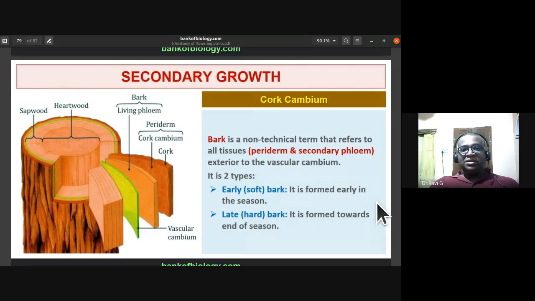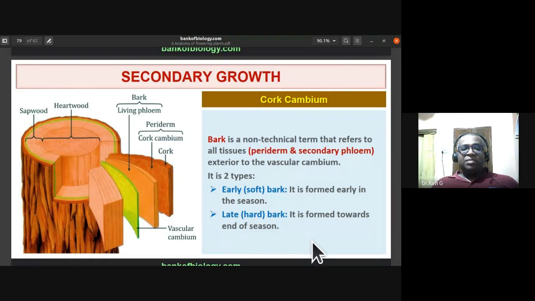So you should know bark is a non-technical term that refers to tissues exterior to the vascular cambium. Exterior to the vascular cambium are secondary phloem and periderm. You already know what periderm is. Periderm is composed of cork, cork cambium, and secondary cortex. Together we call it periderm. Or you can use the technical names: cork is also called phellem, then phellogen, and the phelloderm. Together they constitute periderm.